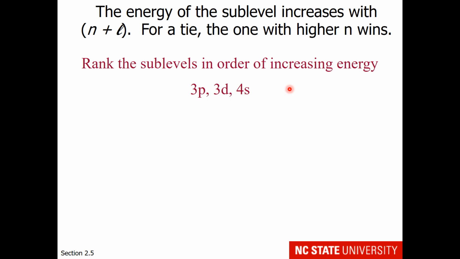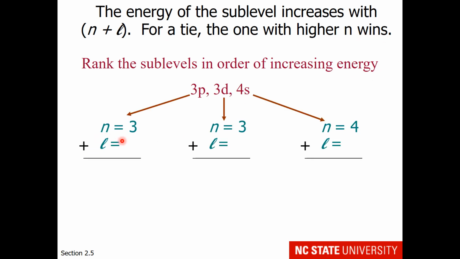Once you get to some of the outer orbitals, the suborbital that's higher in energy is a little bit more complex. So we're asked here to rank the sublevels in order of increasing energy, 3p, 3d, and 4s. And we're given this information. For a tie, the one with the higher n value wins. The n values are easy. They're the numeric value we see. So n would be 3, 3, or 4 for these sublevels.